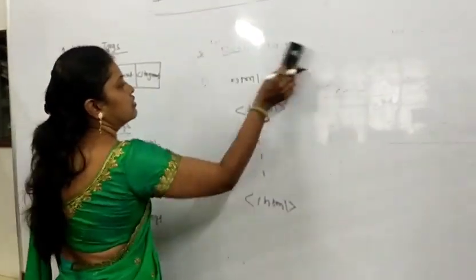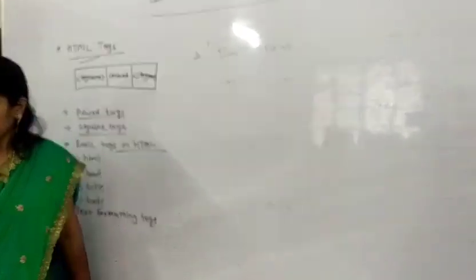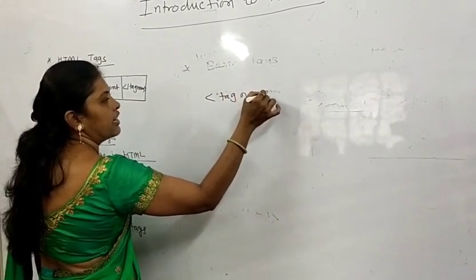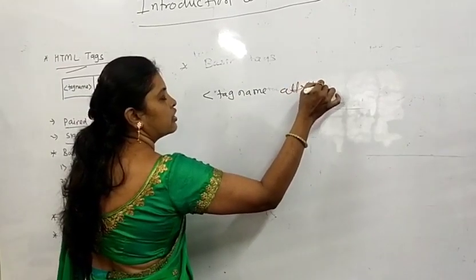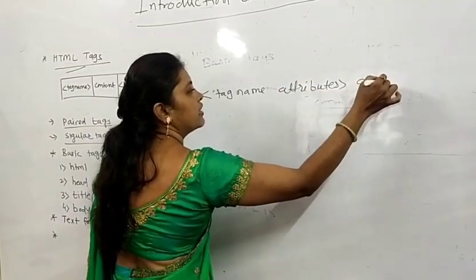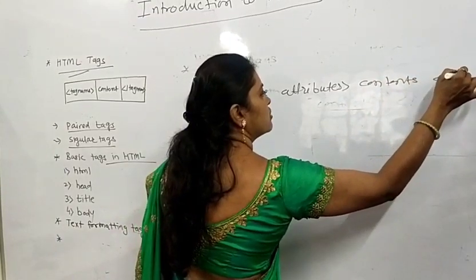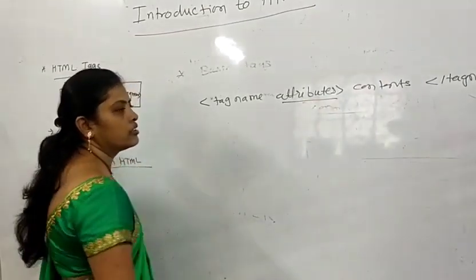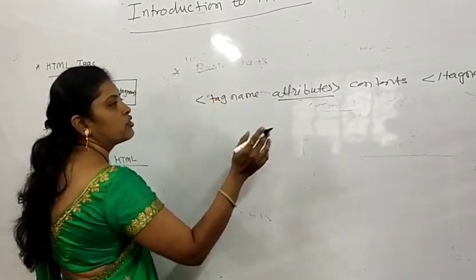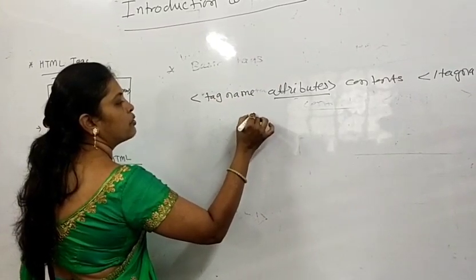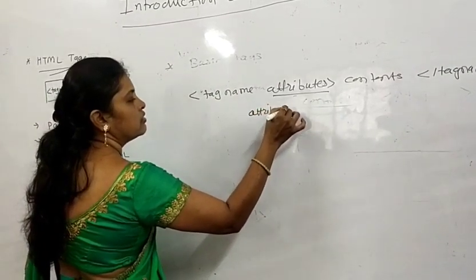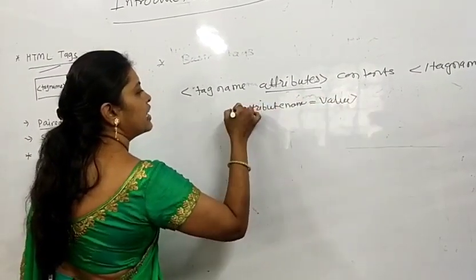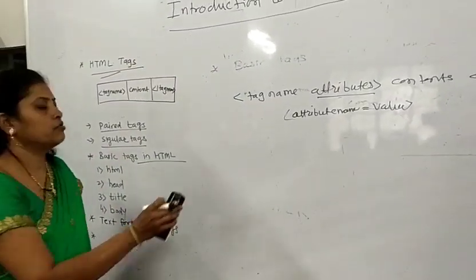One of the things I forgot to tell is that HTML tags also contain the tag name and its attribute structure. Attributes, here are the contents and slash tag name. An attribute is nothing but a set of key value pairs which will be applied to your tag. For example, the attribute name equal to the value. In the next tags, we will learn examples of these attributes.